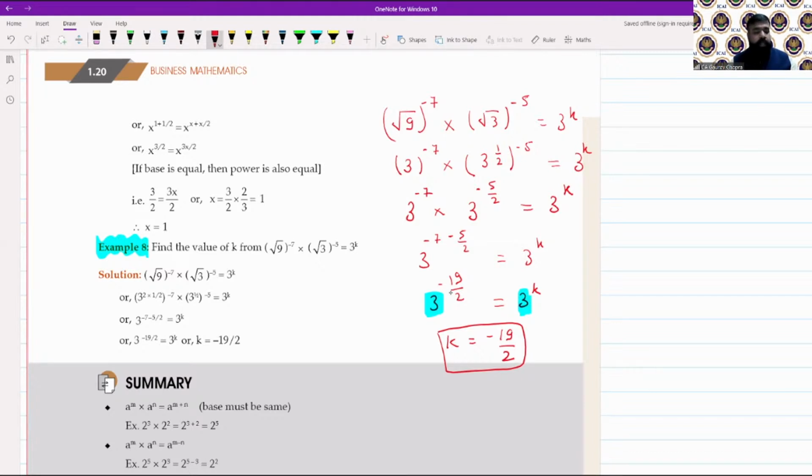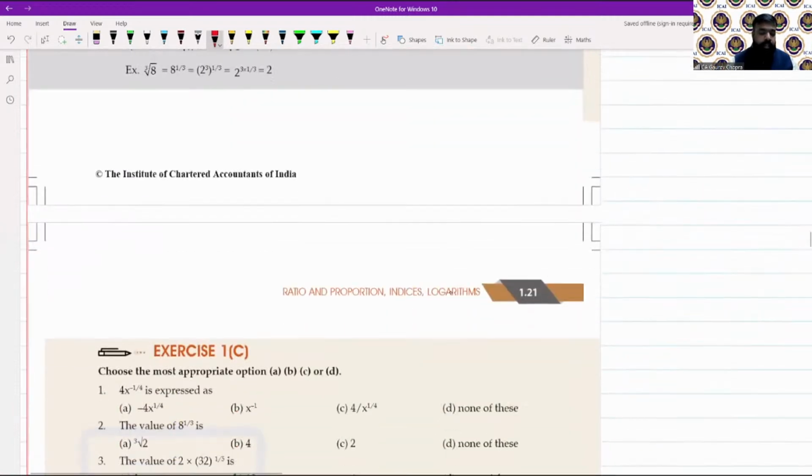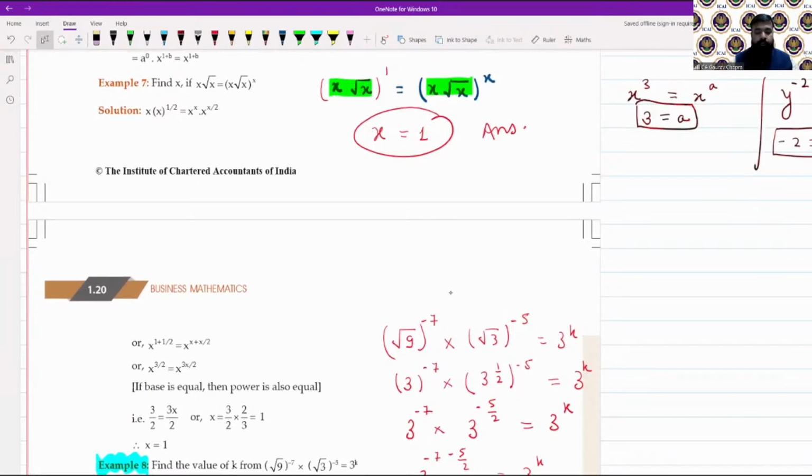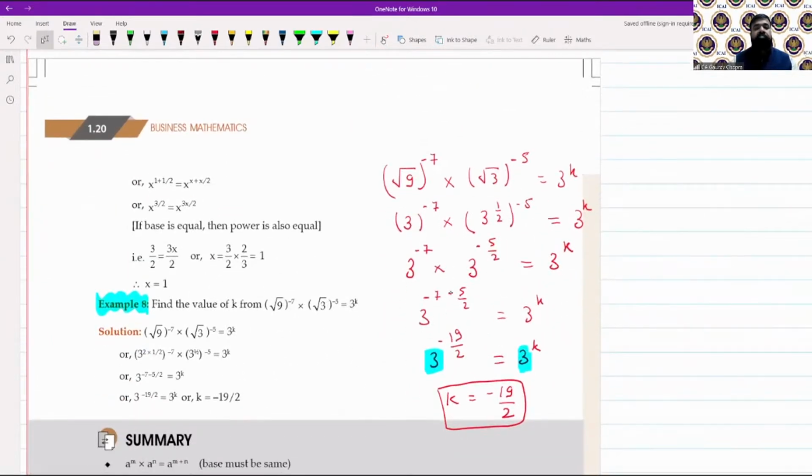So this was example number 8. Now till here, if there is any doubt, let me know, because after this we are having the exercise questions. So let me know first in case of any doubts. After that, we will begin the exercise. Brushali says this is so easy and interesting.